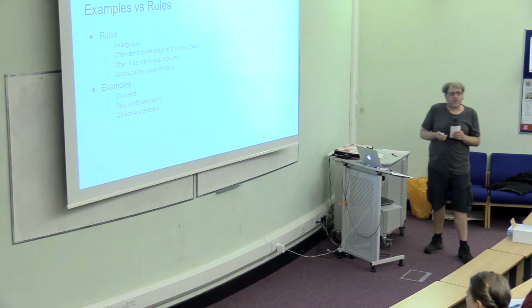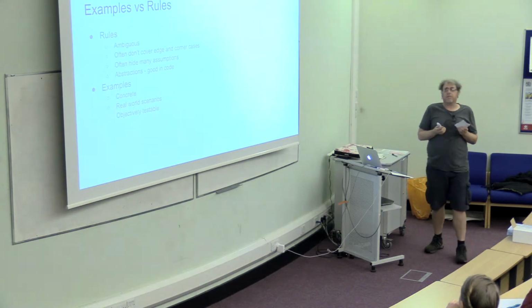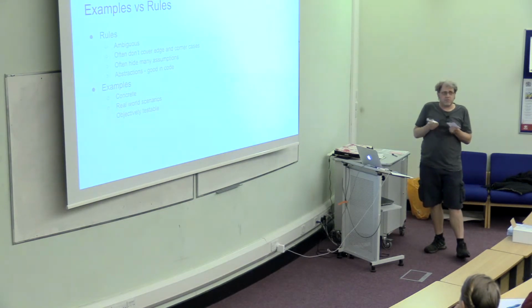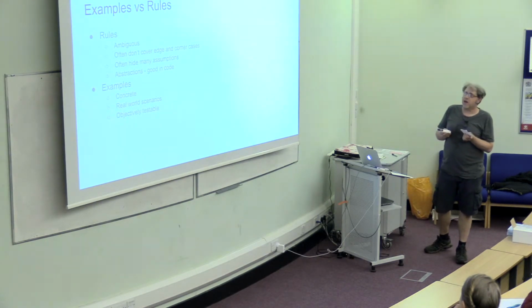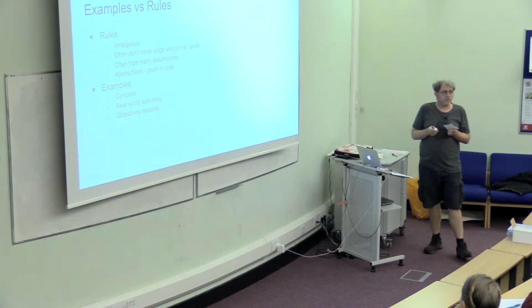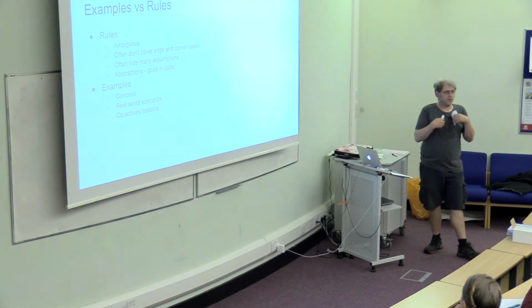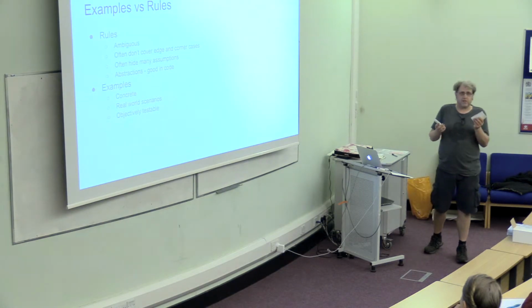And there are problems with this. They can be ambiguous. They often don't cover edge cases, corner cases, things like that. They often hide many assumptions. There are a lot of things within the business, within the industry, that the people talking about just take for granted. That's just how these things happen. We don't know that as developers. This is not our domain yet.